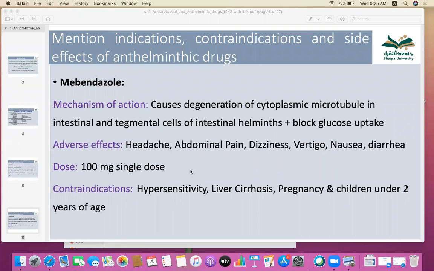Adverse effects: headache, abdominal pain, dizziness, vertigo, nausea, diarrhea. And the contraindications are the same: hypersensitivity, liver cirrhosis, pregnancy, and children under 2 years of age. Albendazole and mebendazole.